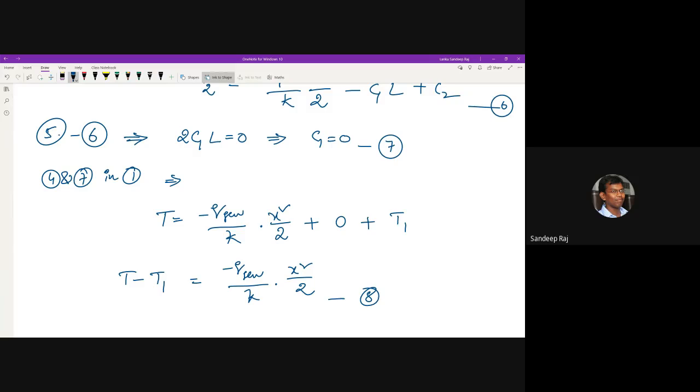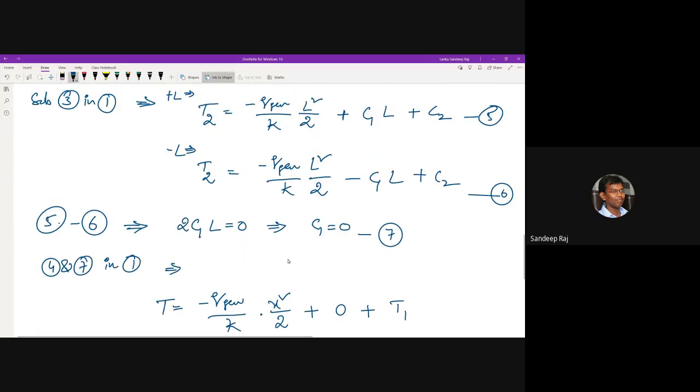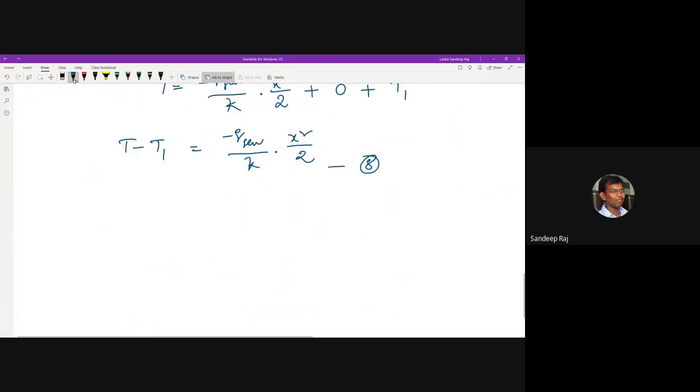For that, I can take either 5 or 6, because you have T1, you have T2 here, and this T2 is nothing but T1. So from 5, what I get is T2 minus T1 is equal to minus Q gen by K into L square by 2 L get. The C1 effect is getting 0. Let me call this as 9.